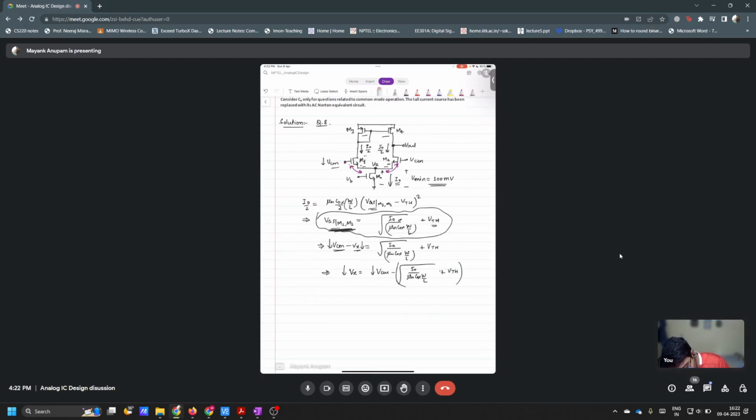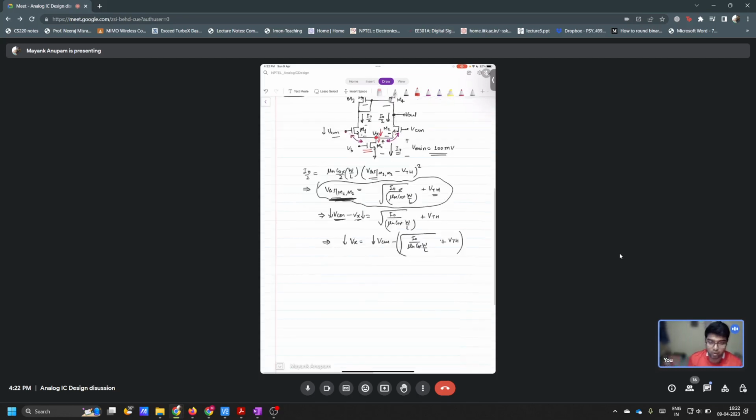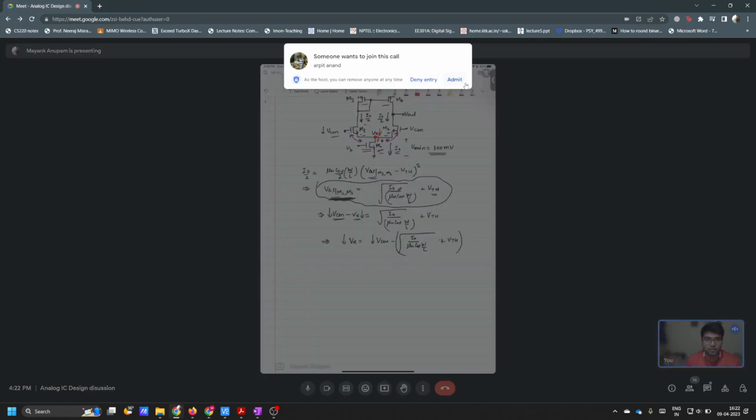M0 will come out of saturation. This guy starts to go down. This terminal is fixed. I mean, the gate of M0 is fixed, right? But its drain voltage is going down. So it is definitely going towards the linear region, isn't it? Triode region.